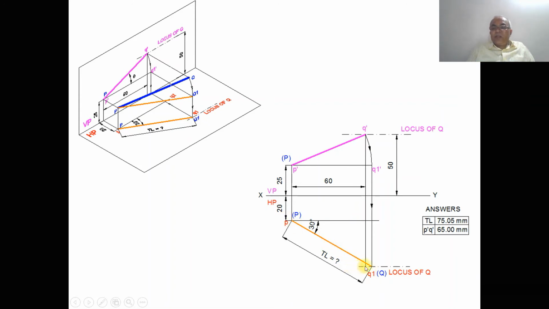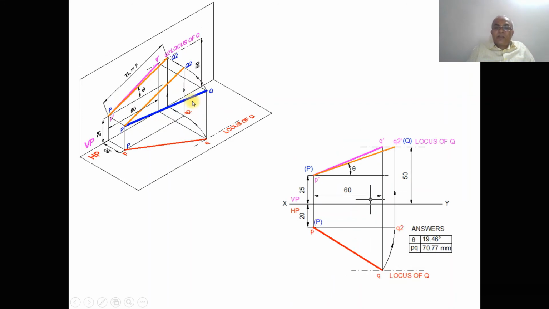Now you draw the dash dot line, which is going to be the locus of Q. Once you get the locus of Q, we know that the end projectors in the front view and top view will lie on the same line. So this Q dash touches the locus of Q in the top view here, so obviously this is going to become small q. So we have small q here. Join P to Q with a dark line.